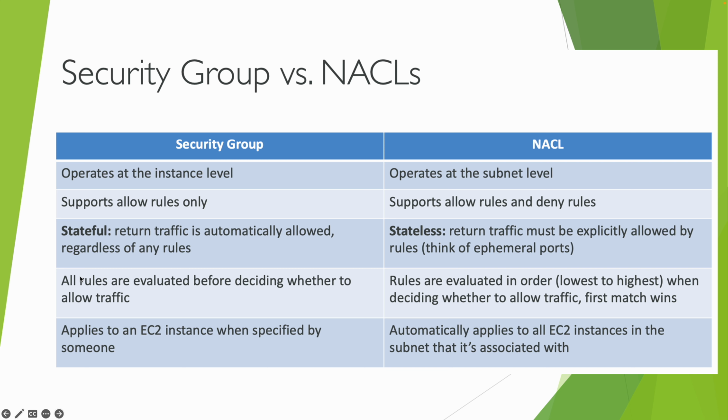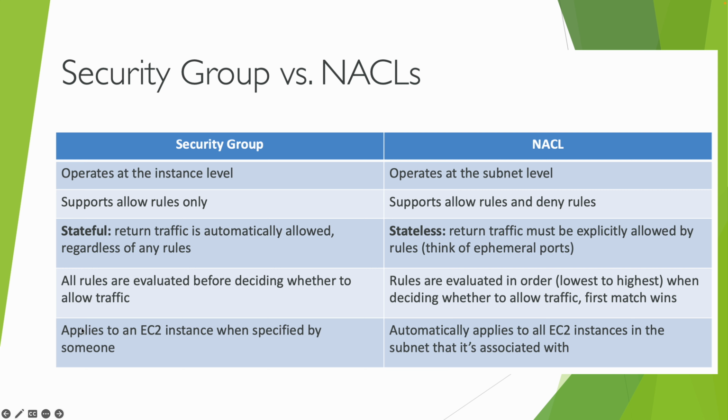In a security group, all rules are evaluated before deciding whether the traffic should be allowed or not. It checks all the rules we have defined. In NACLs, rules are evaluated in order, from lowest to highest, one by one. When deciding whether to allow the traffic, the first match wins. A security group applies to the instances it is specified for, but a NACL automatically applies to all instances in the subnet it is associated with.